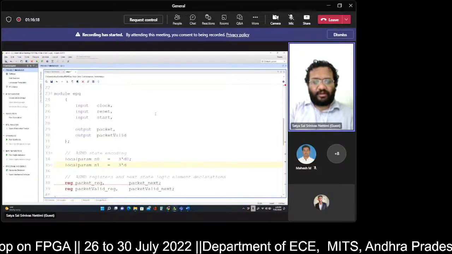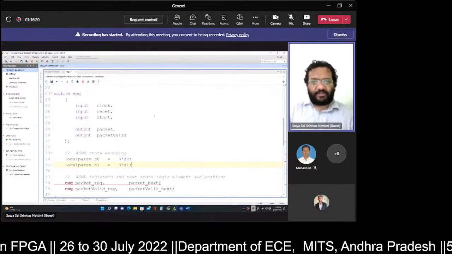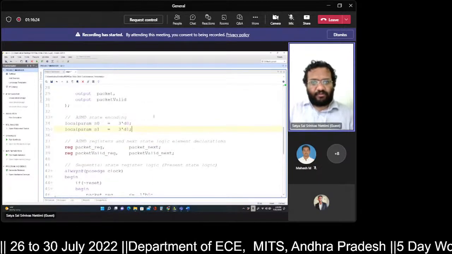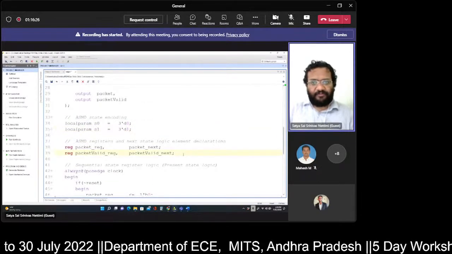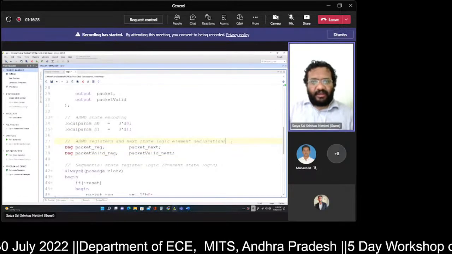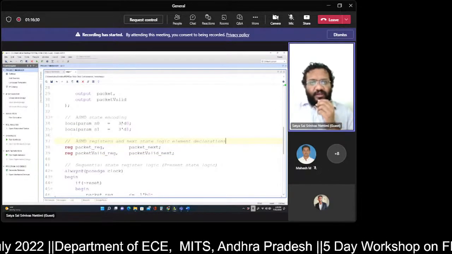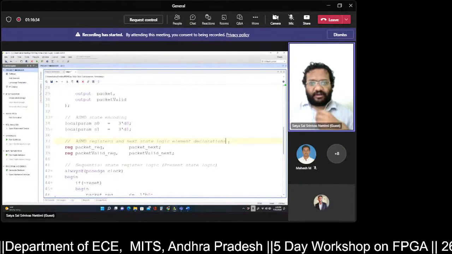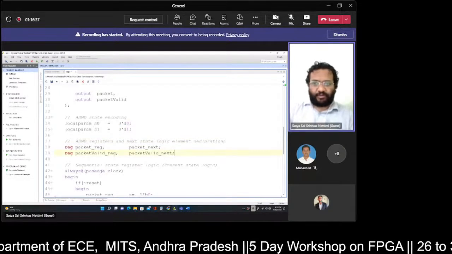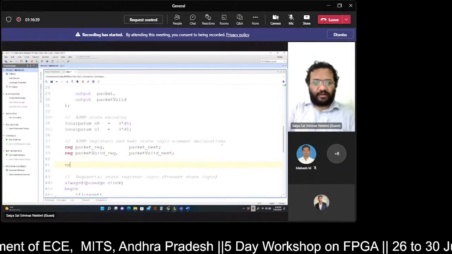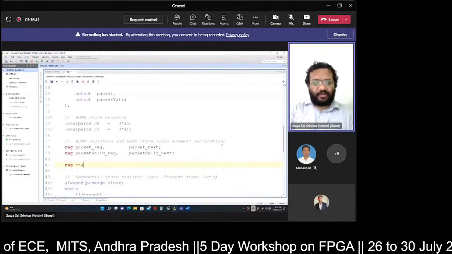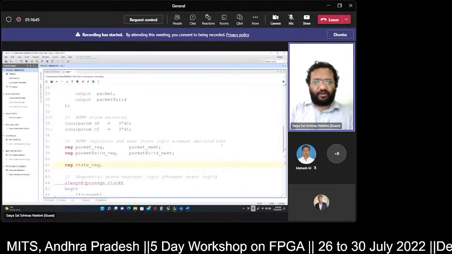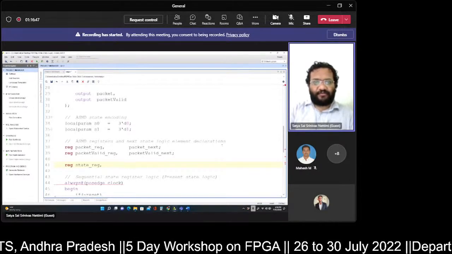We take D1. So let us create first 2 finite states. We will see how to proceed further. And next, in order to hold the state encoding value, we need one state register, right? So for the purpose, what I'm doing is state underscore reg. This is a state register to hold the state value of our FSM.